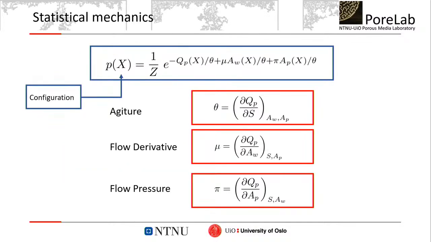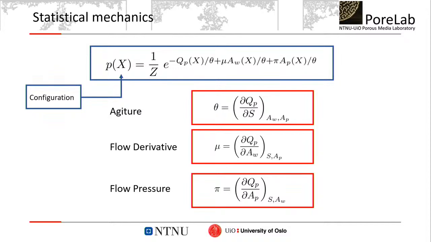These are the intensive variables: the agitor, the flow derivative, and the flow pressure. That's what we call them because we don't want to use the usual names for them. But they correspond to temperature, chemical potential, and sort of a pressure. And this will vary from the bottom to the top.